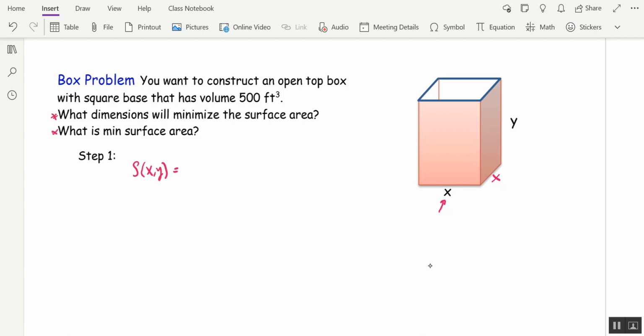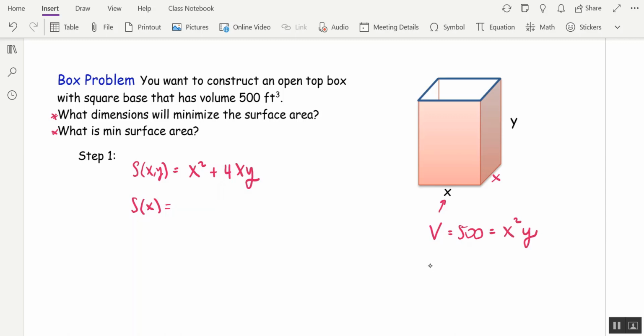The surface area will be the surface area of the base, which is x squared, plus the surface area of the 4 sides. Each side has surface area x times y, so we'll have 4xy, and that will be our total surface area. Now again, we want to write that as a function just of x. And the way we're going to do that is we're going to use the fact that the volume is 500. Now the volume of that box is the area of the base, x squared, times the height.